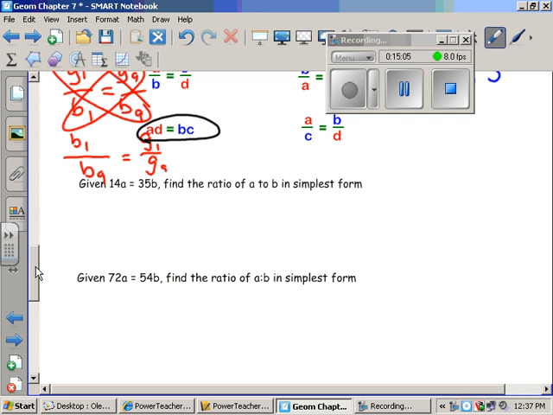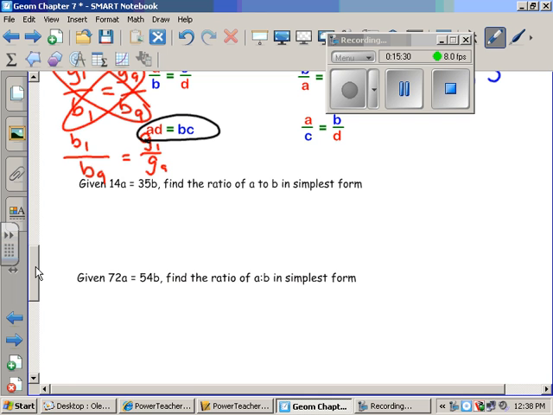All right. So let's say I'm given 14A is equal to 35B, and I want to find the ratio of A to B. Yep. Okay. Someone said AD equals BC. Mm-hmm. If you wrote it in fraction form, would that still be okay? No, any of those ways. Yeah, it's fine. All right.